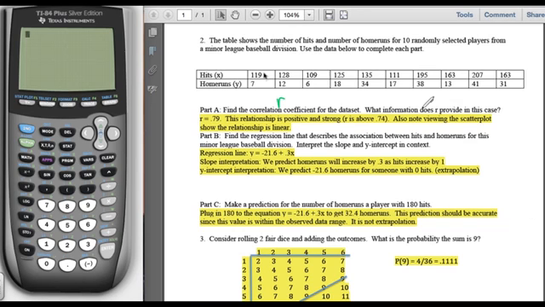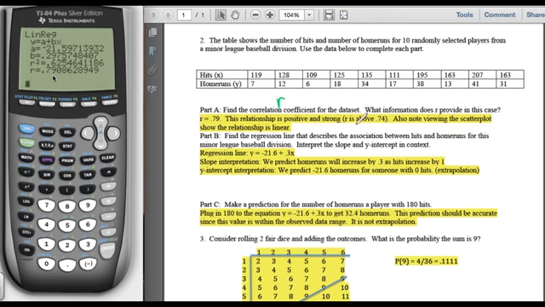I need to get this data in, so I would hit Stat and then Enter to edit. And to save some time, I've already put the data in here. I've got my hits, my X, in L1. I've got my home runs, my Y, in L2. To make my calculation, go to Stat, Calc, and number 8. Hit Enter, and I can see my R value is 0.79. That is my correlation coefficient.